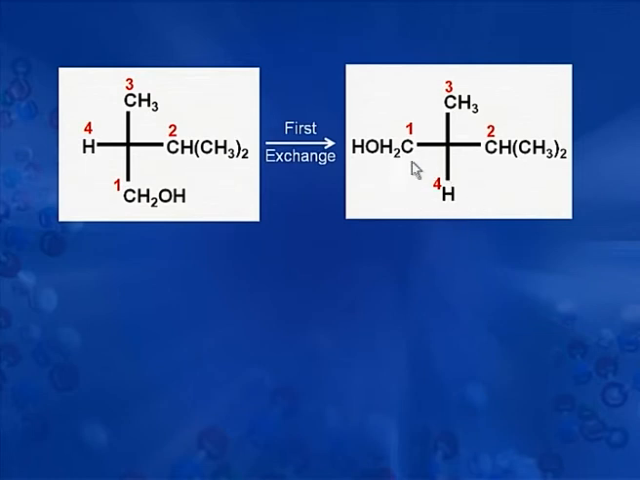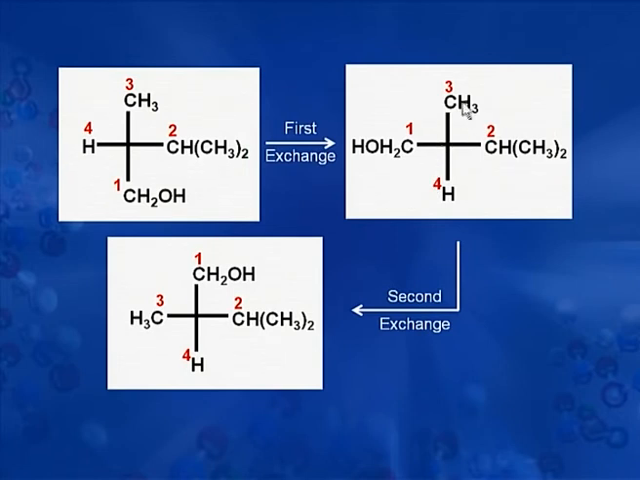So, after a second exchange, say between this methyl and CH2OH group, we get this situation: CH2OH, CH3 twice, CH3 and then hydrogen. Now, what we have to do? We have to look for the sequence of this 1, 2 and 3, and we find that the sequence is clockwise. So, this isomer is assigned R configuration.